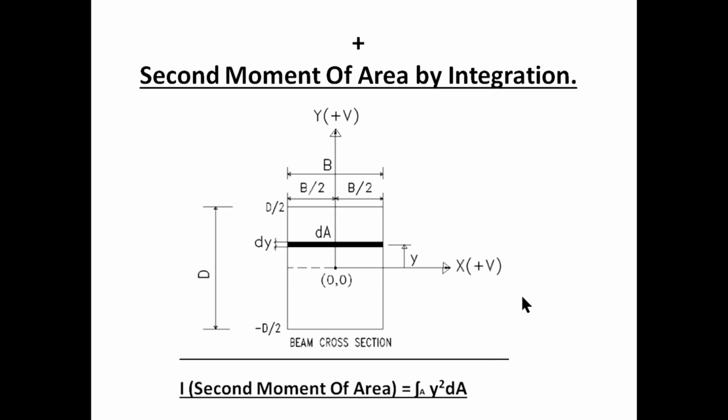Okay, what is the second moment of area? The second moment of area, or moment of inertia, whatever you guys want to call it, is simply a measure of the section's ability to resist rotation or bending around a chosen axis.